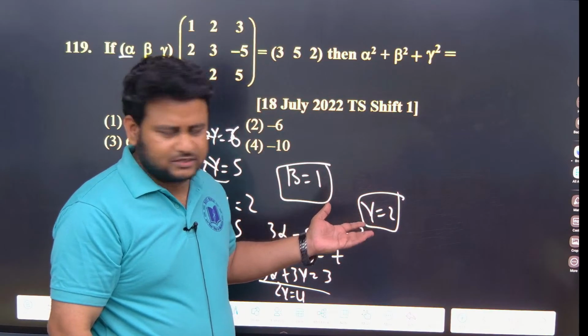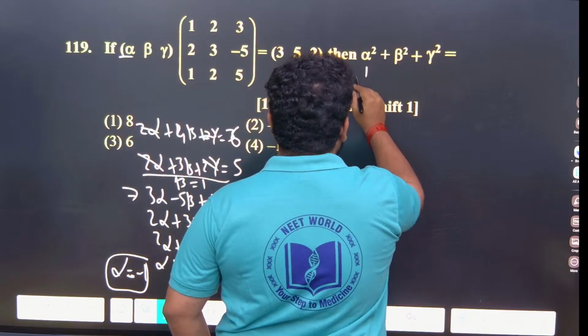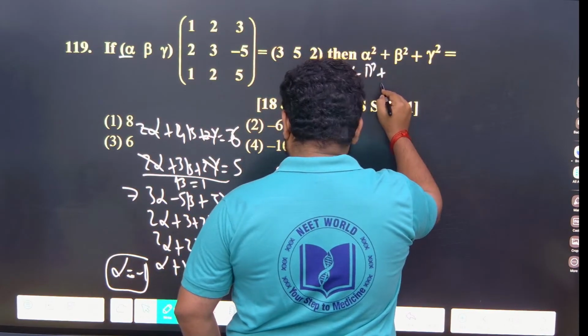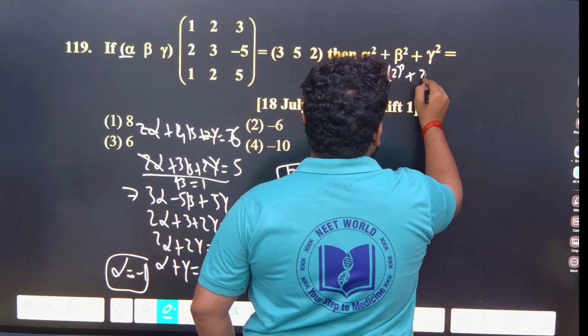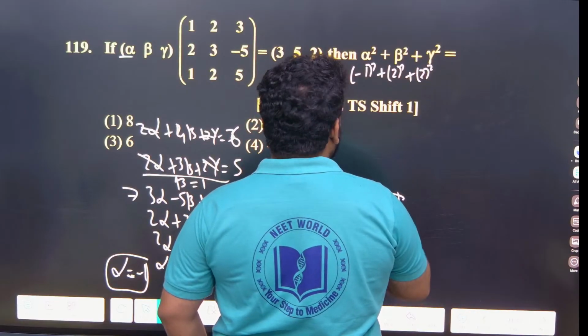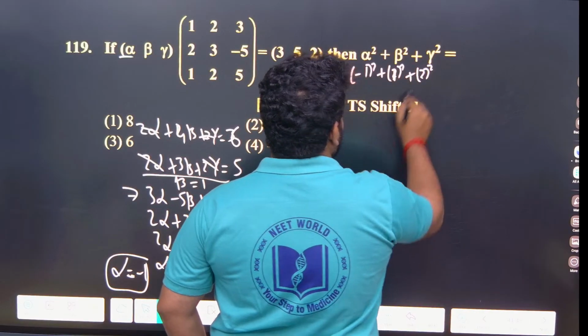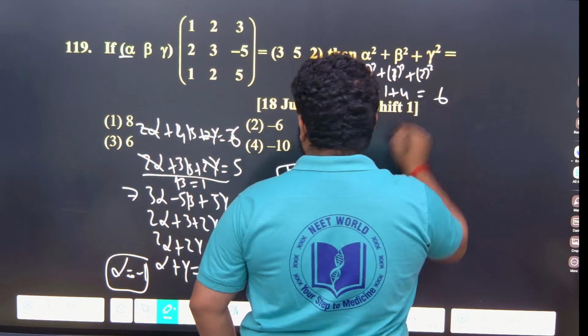I am just solving these equations. Just put the values here. So, minus 1 square is 1. Minus 1 square plus beta square, beta is 1, correct? Plus gamma is 2 square. So, 1 plus 1 plus 4, the answer will be 6.